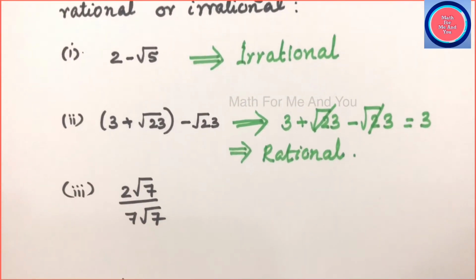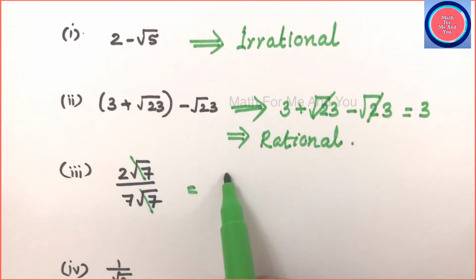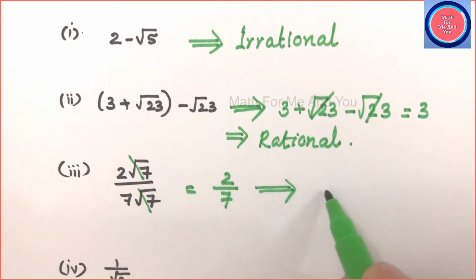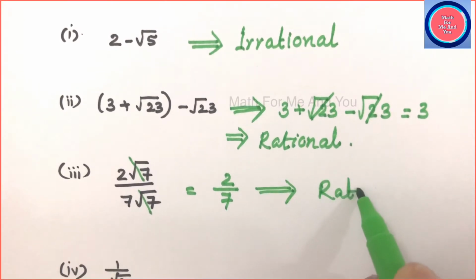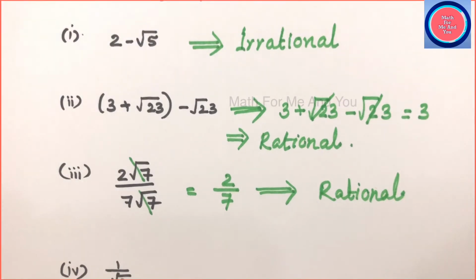Next is 2 root 7 over 7 root 7. We can say root 7 is common in the numerator and denominator, so it cancels. Then we get 2 by 7. What is 2 by 7? This is a number of the form p by q where p and q are integers. So we can say 2 by 7 is a rational number. So the given number, 2 root 7 over 7 root 7, is rational.